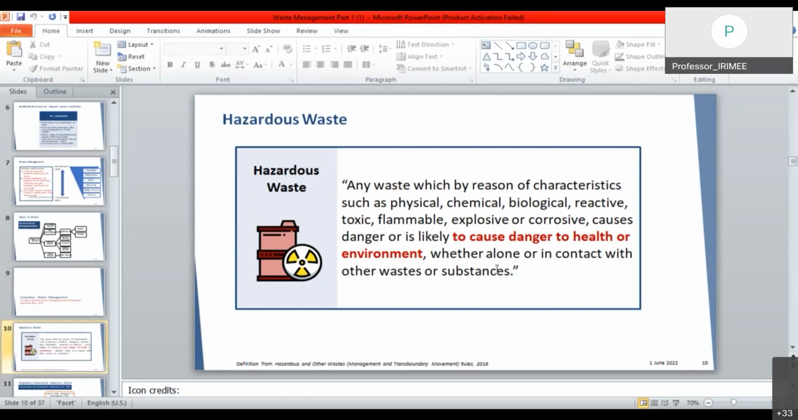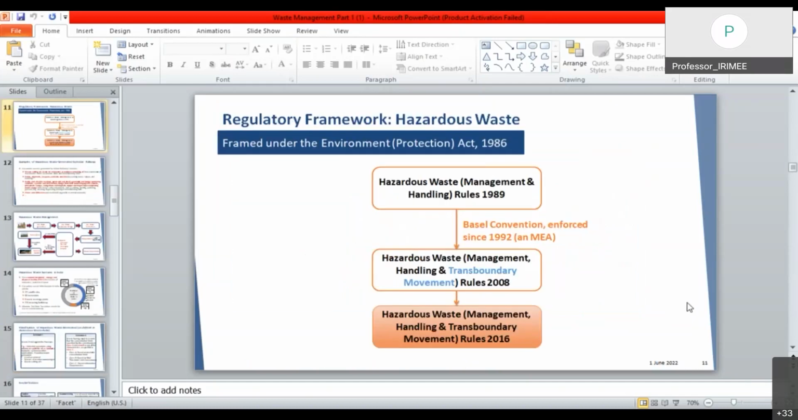This hazardous waste, they are hazardous because of their characteristics. These characteristics are making them hazardous. For hazardous waste, regulatory frameworks are there.